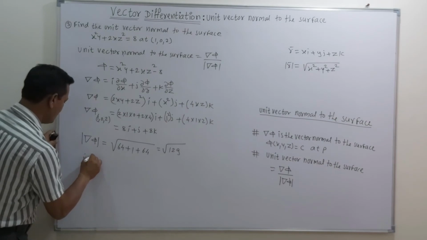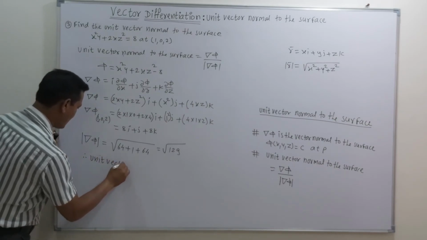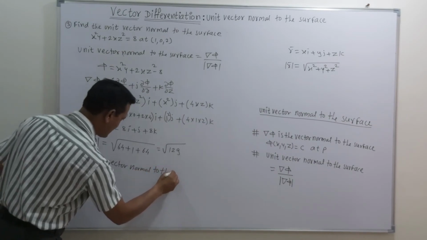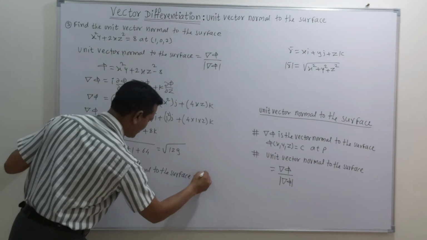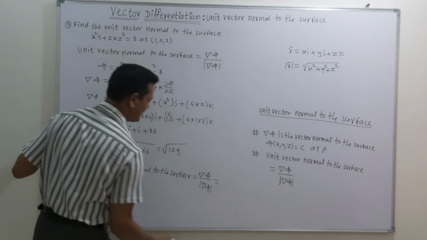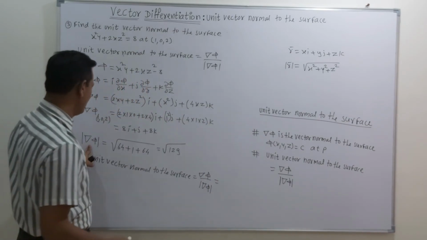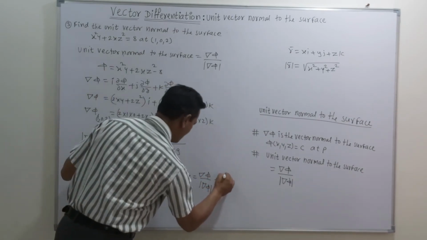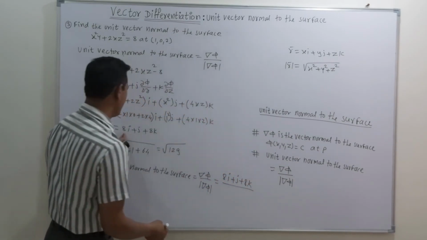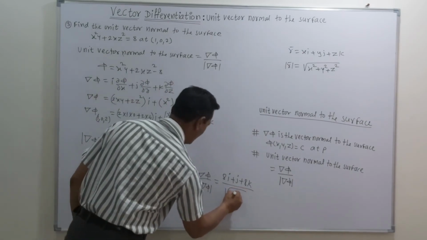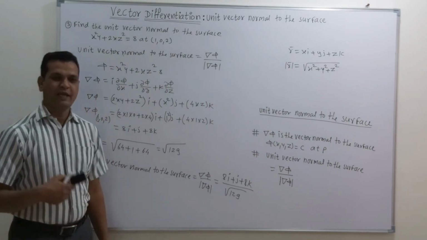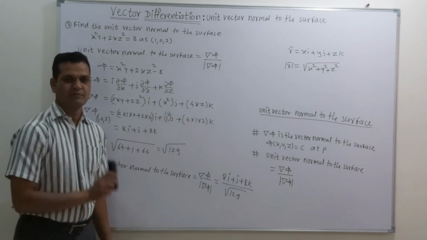So therefore the unit vector normal to the surface is equal to del phi upon magnitude of del phi, which is given as 8i plus j plus 8k divided by the magnitude, root of 129. So friends, this is the third and last example of this video lecture. So now it is time to take some examples for your practice.